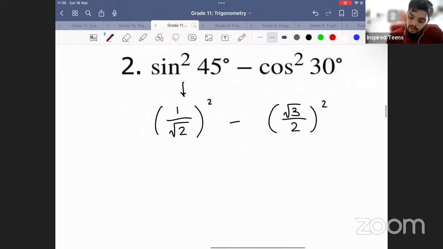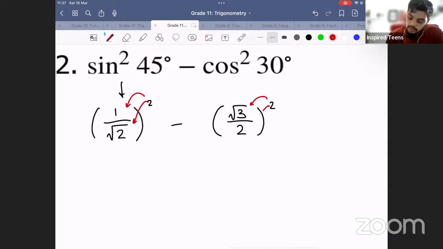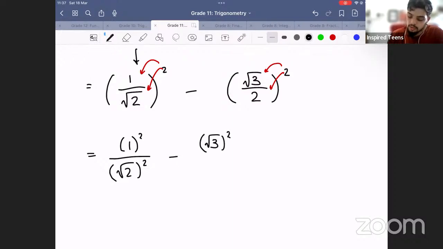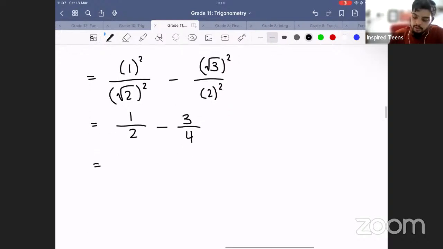How do you square a fraction? Square the numerator, square the denominator. I'm even going to write it in one more extra step. 1 squared, which is basically 1, over √2 squared, minus √3 squared over 2 squared, is equal to 1 over 2 minus 3 over 4. This is equal to minus 1 over 4, I believe.